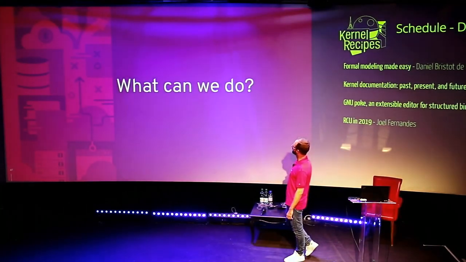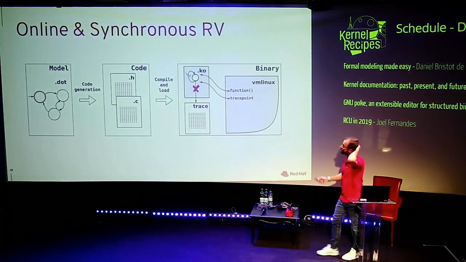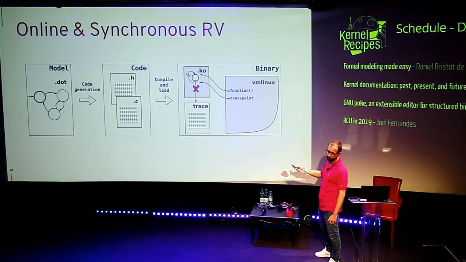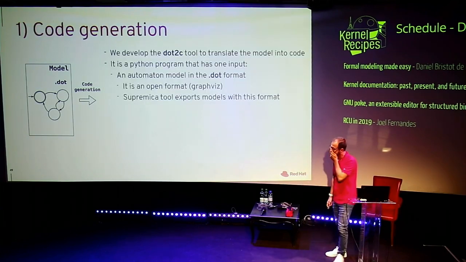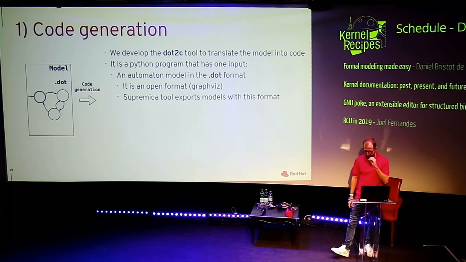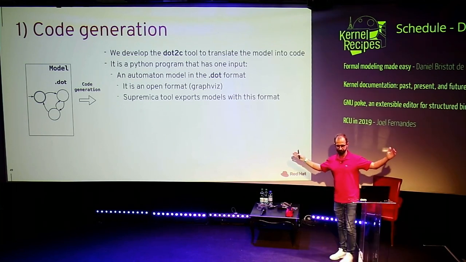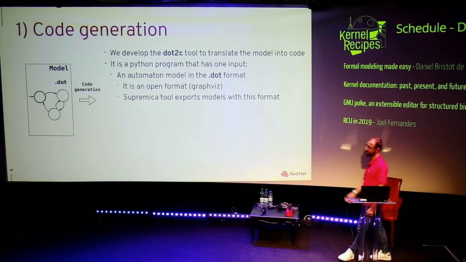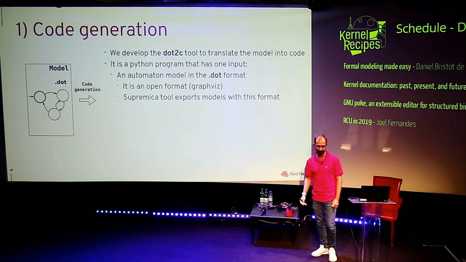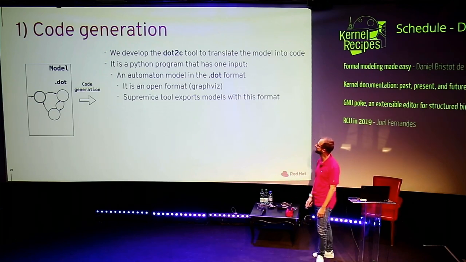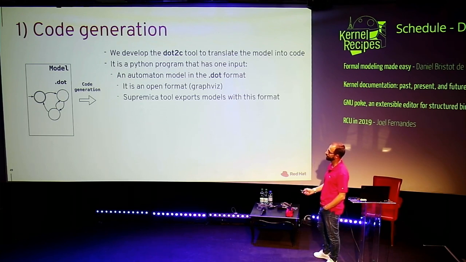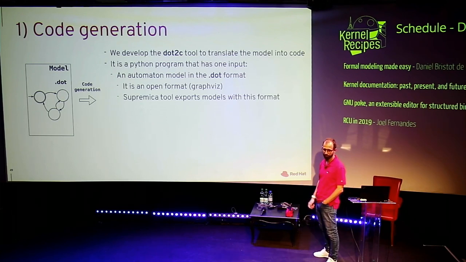So what can we do? Well, we can use an online and synchronous runtime verification. That I will explain. These are the steps, and I'll explain step by step now. So the first input that we have is that massive model. It's a huge model, and it would take me a lot of time to transform that dot file into C structures, right? Because there are 9,000 states. So what I did, I created a Python script that translates the model into C code. So I don't need to translate this by hand.